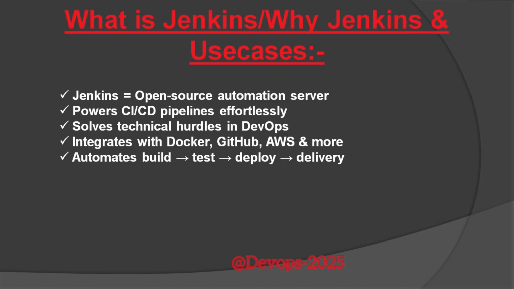So let's explore real-time use cases of Jenkins, where we can use Jenkins in our day-to-day activities. The first is CI/CD automation, where we can automatically build, test, and deploy the applications after every commit. Apart from that, it can be used for infrastructure as code, where we integrate Jenkins with Terraform or Ansible to automate the provisioning of resources or servers.